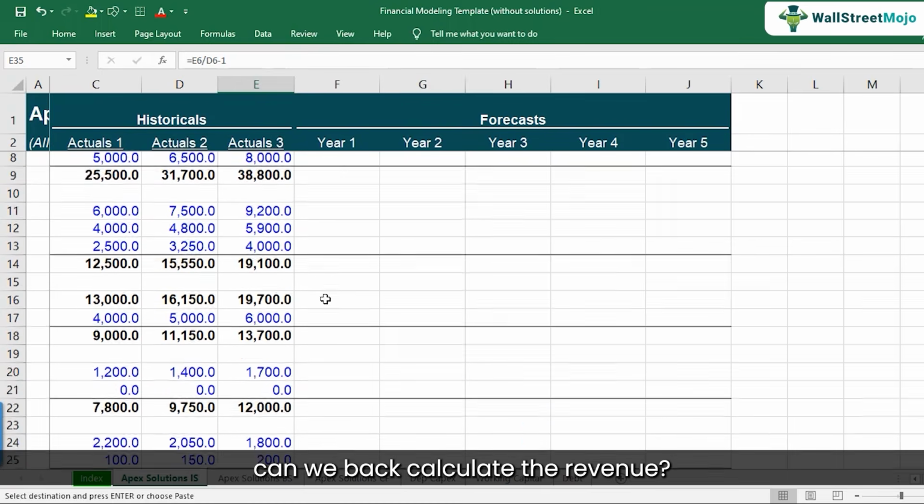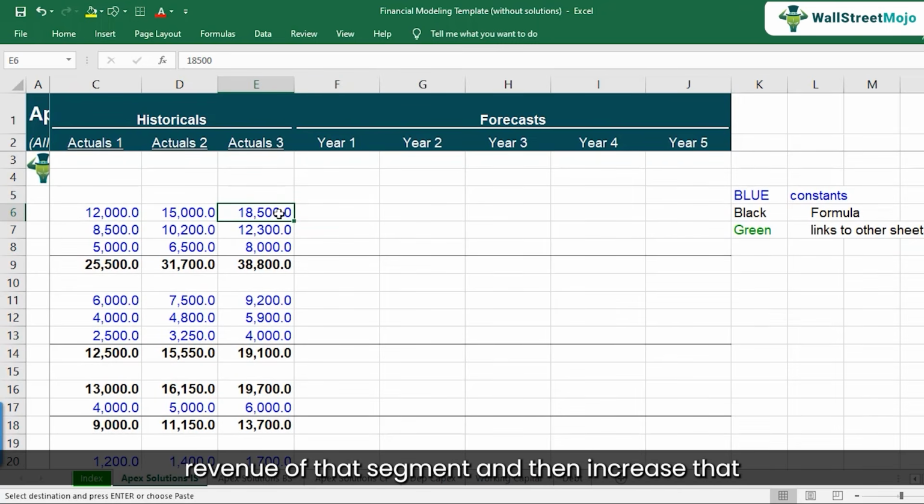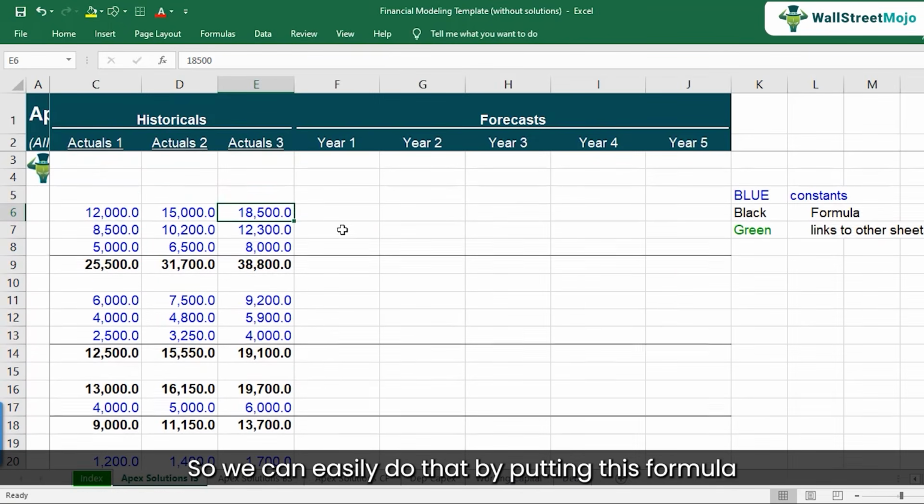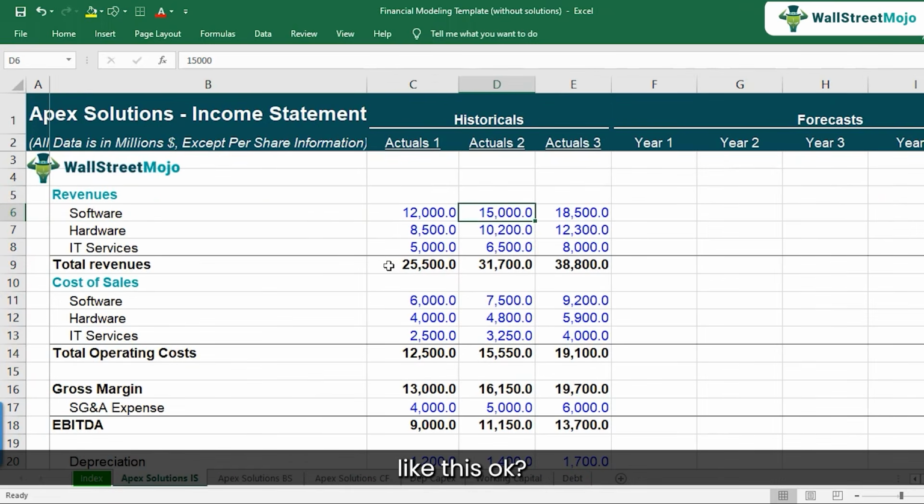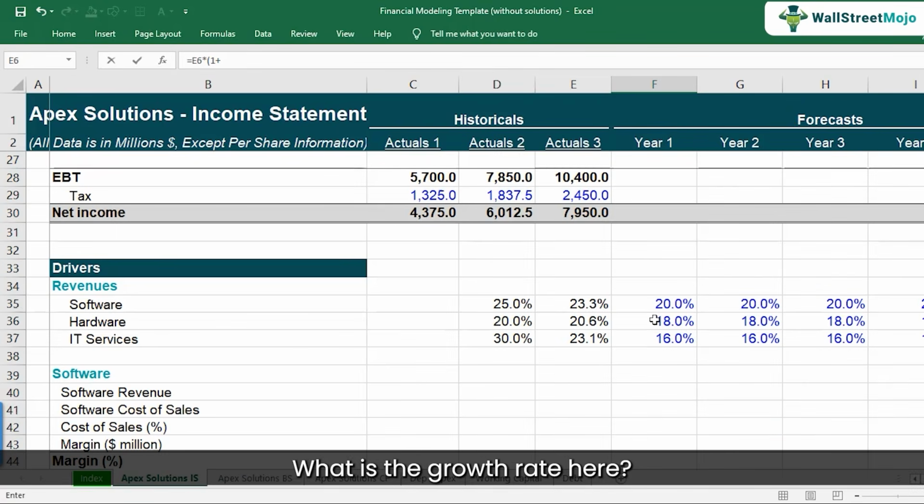The revenue can be easily calculated. We just need to know the previous year's revenue of that segment and then increase that by the respective percentage growth. We can easily do that by putting in a simple formula. This will be equal to 18,500 multiplied by bracket open 1 plus your growth rate. What is the growth rate here? The growth rate here is 20%.